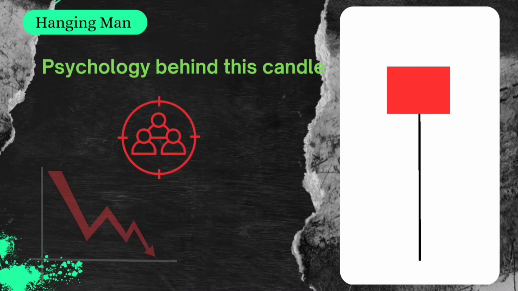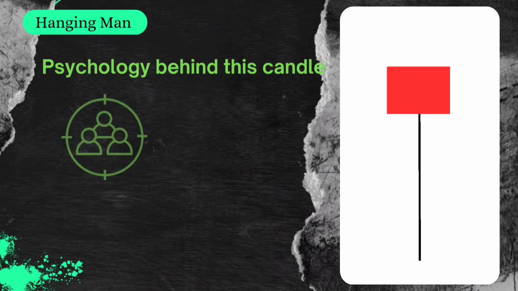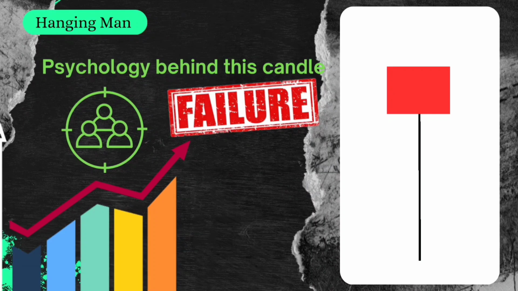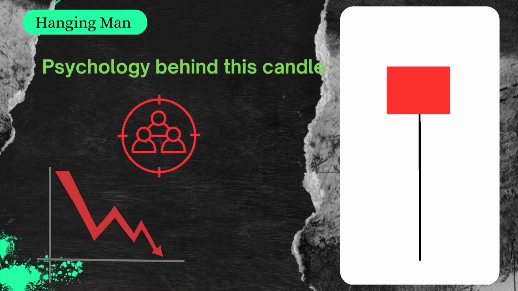Here is the psychology behind this. The session starts with sellers pushing the price down, then buyers come into the market and push the price up, but are unsuccessful in doing so as the price closes below the opening price, forming a bearish candlestick pattern. This shift indicates the sellers are regaining control and the uptrend may be nearing its end. Traders can enter a short position if the next bearish candle is formed. Traders can set their entry point slightly below the hanging man and place a stop loss at its high.